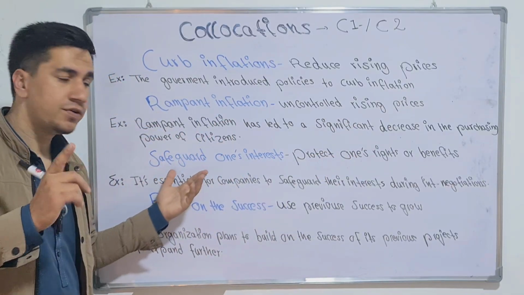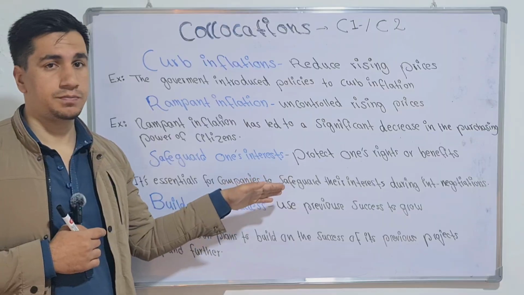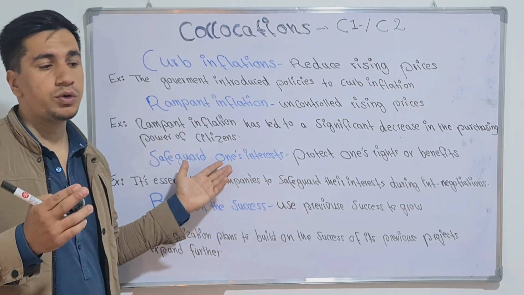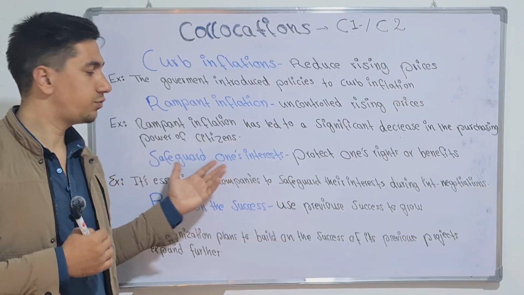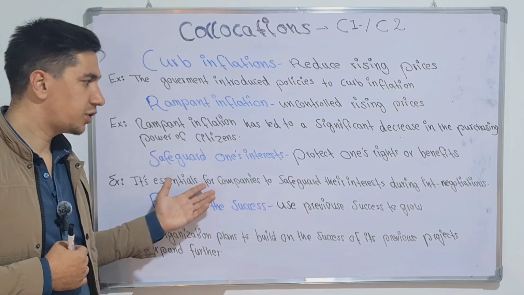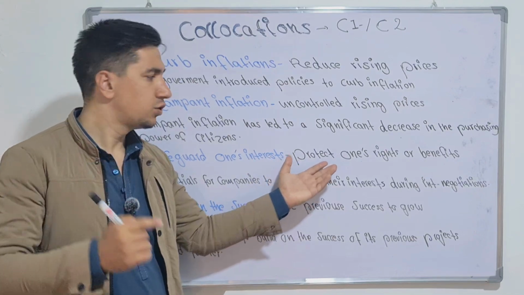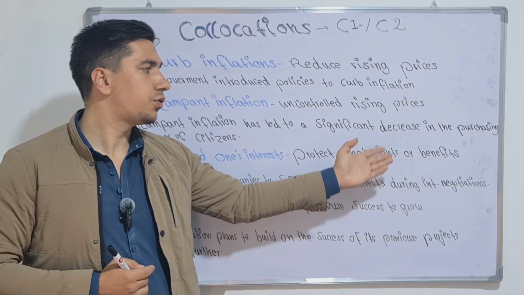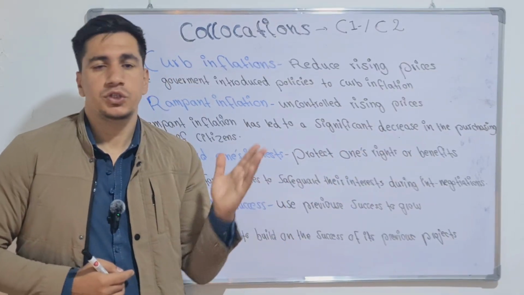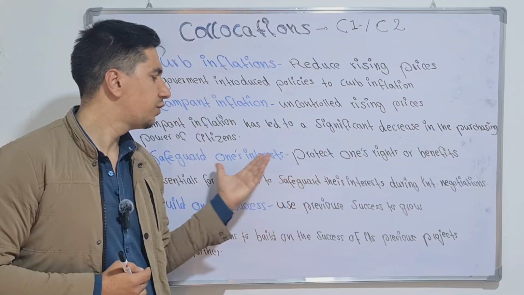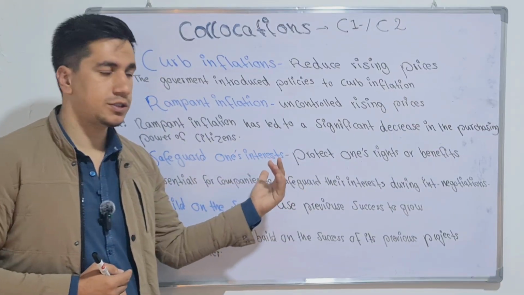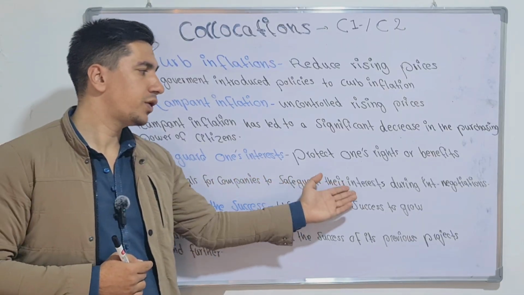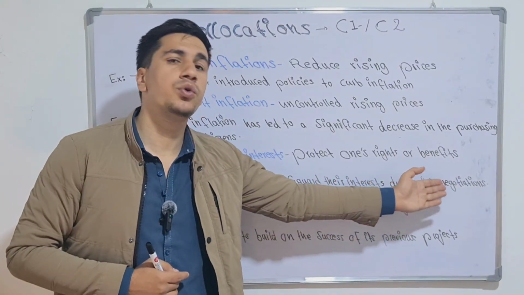The third one we have is safeguard one's interests. Instead of one's, you can use your interest, their interest, his interest, her interest, right? Safeguard one's interest is the collocation. It means protect one's rights or benefits. How do we use it in an example? You will certainly understand. This is the definition of safeguard one's interest, right? So, it's essential for companies to safeguard their interests during international negotiations.